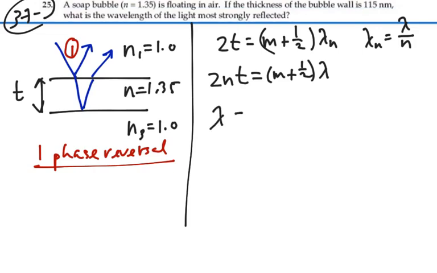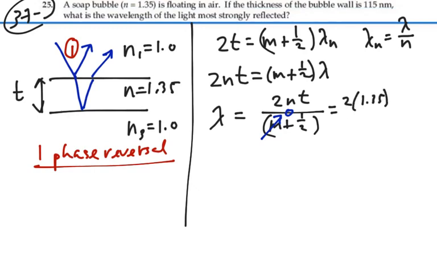The wavelength of the light then would be equal to 2nt divided by m plus 1/2. Let's assume we're at minimum thickness, so m is equal to 0, and we have 2 times n, 1.35, times the thickness, 115 nanometers, divided by 1/2. So what is all that? 2 times 1.35 times 115 divided by 1/2.